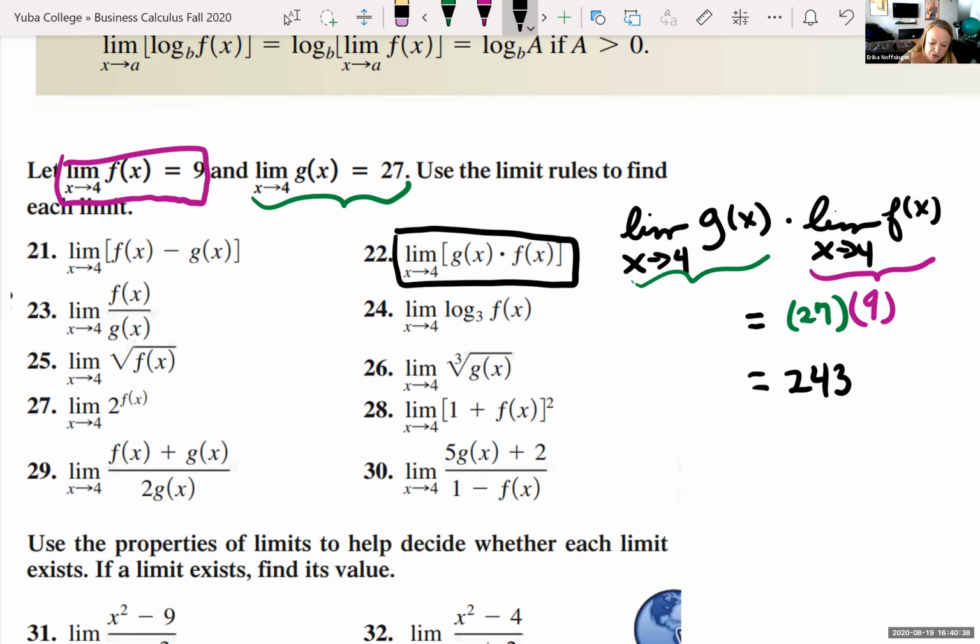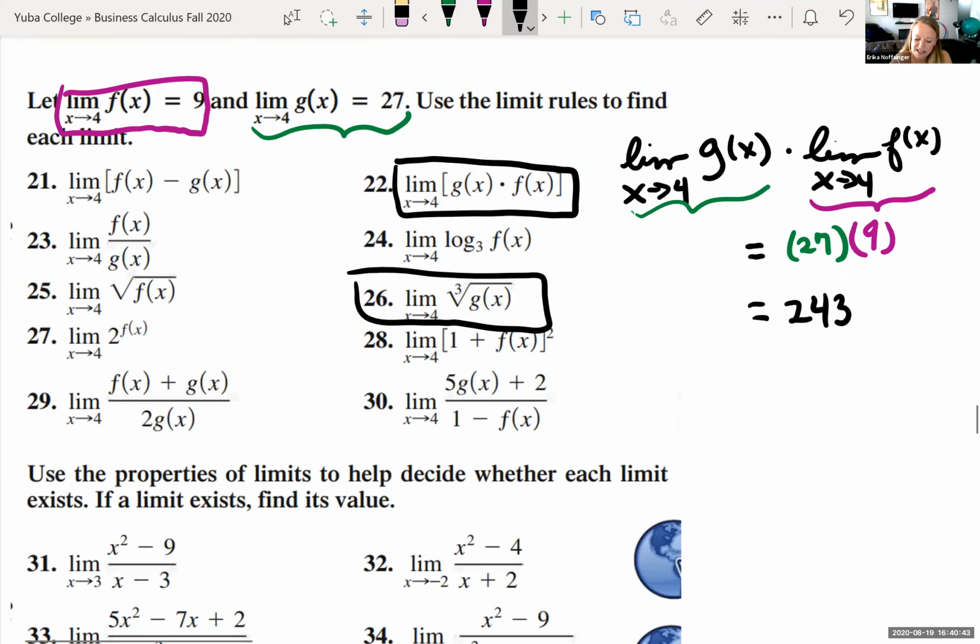Maybe let's jump down to 26. So this says, and I'm going to break it down. Remember, radicals could be rewritten as powers, or another way that we could do this is by our rule says we could look at the cubed root of the limit as x approaches 4 of g of x.